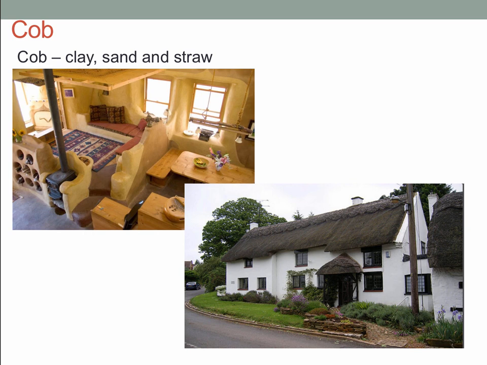And I mentioned before that cob's been around for at least 1,000 years, and that's definitely the case in England, where you have many two-story cob homes. And in fact, in southwest England, there's over 70,000 cob structures, some of them 300 to 400 years old. So it's obviously durable if built correctly.